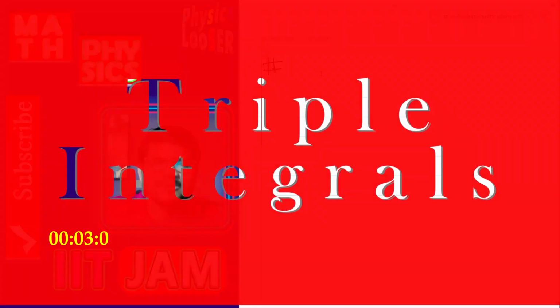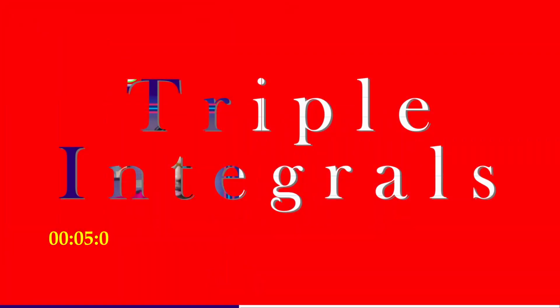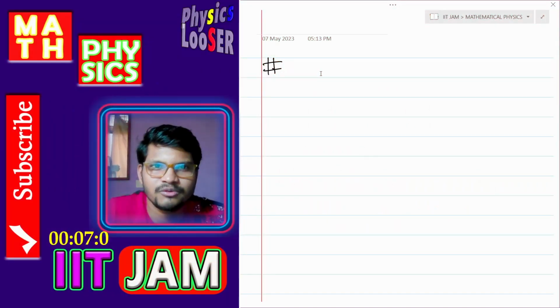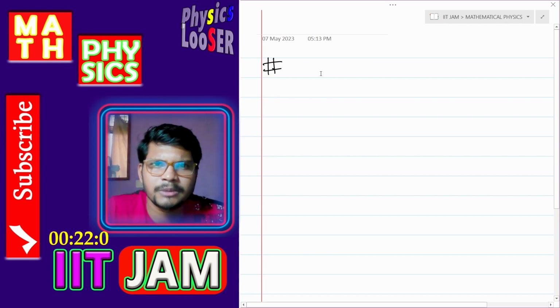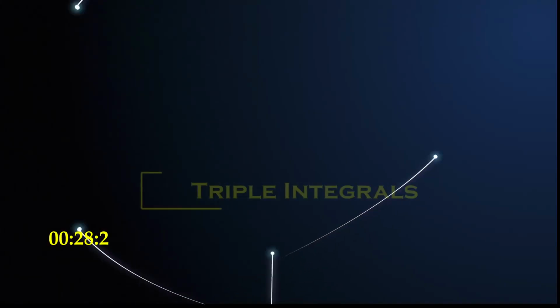So today we are going to learn about triple integration. You already know that triple integration is very important from the IIT JAM perspective, and if you want to do advanced physics, then triple integration cannot be avoided. You have to do the triple integration. First of all, I'm going to introduce the concept of triple integration, and then I'm going to show you by doing an example. So let's get started.